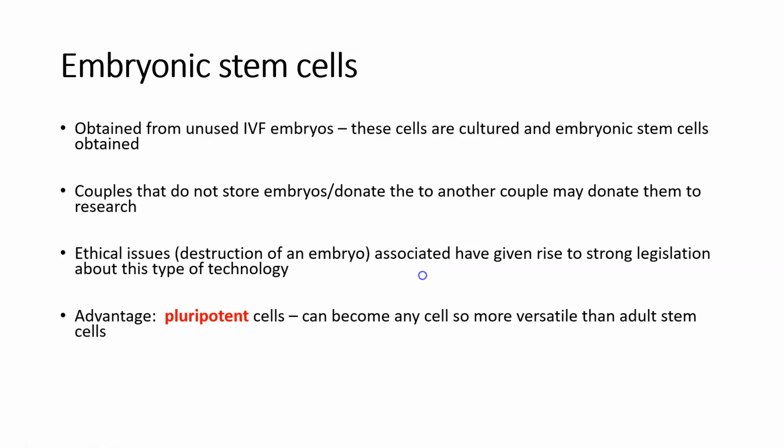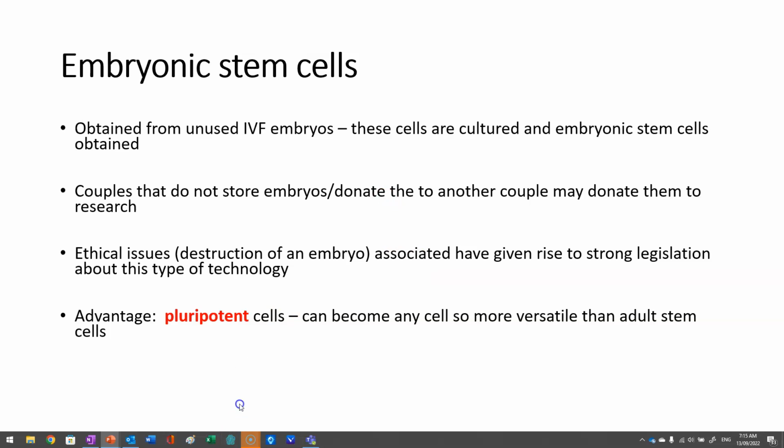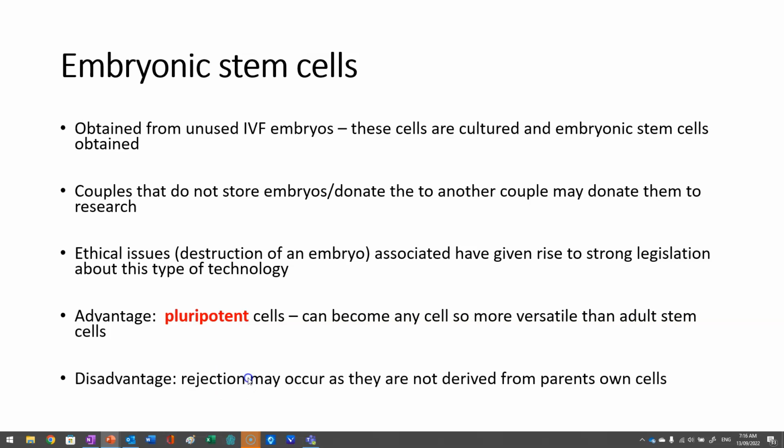What's good about embryonic stem cells is that they are pluripotent, and this means that they are versatile and can be used for more things than the adult stem cells. A disadvantage of these stem cells is that there could be rejection if it's not derived from your own cell types.